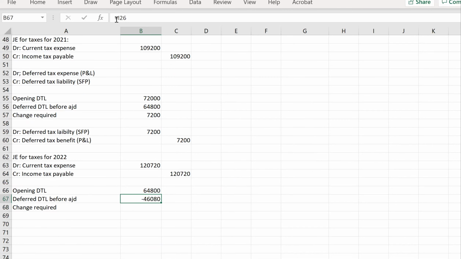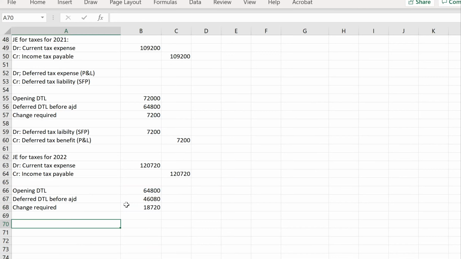So get rid of that sign for illustration purposes. So the change required, so this is the balance in the account. We want it to have a balance of 46,080. So what we need to do is make a journal entry for the difference, because this is a statement of financial position account. So now we want to decrease our deferred taxes by 18,720.